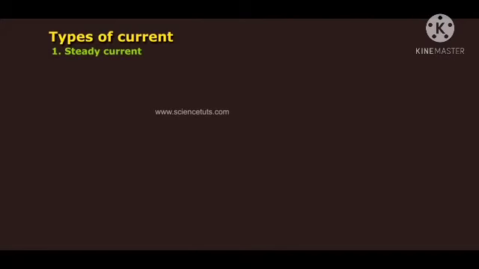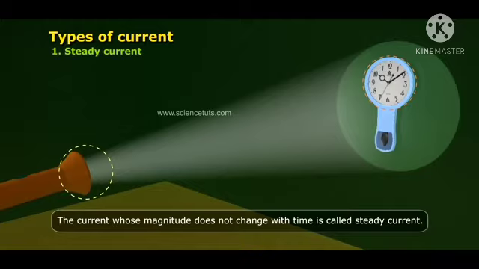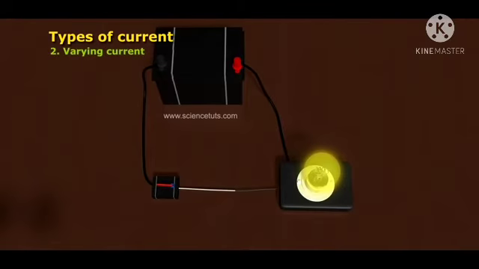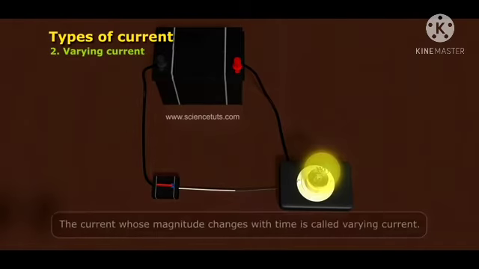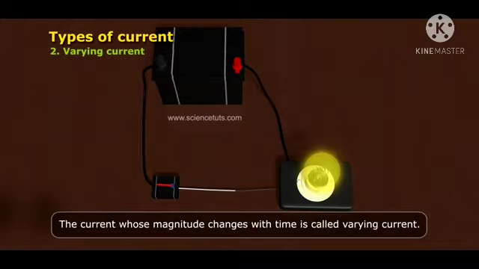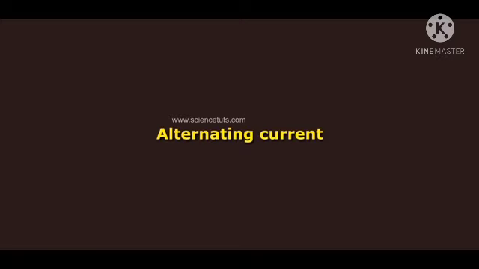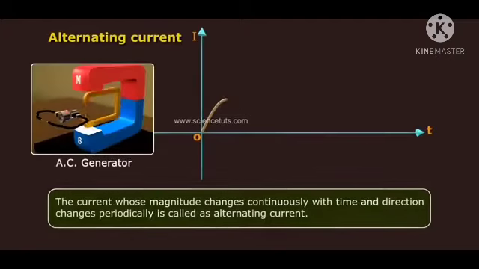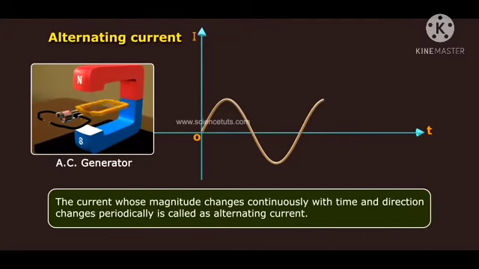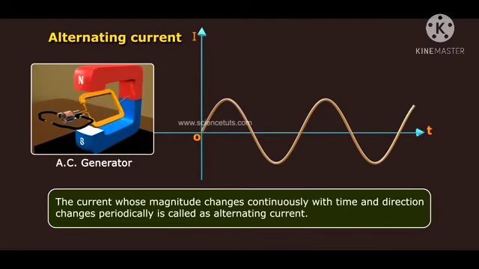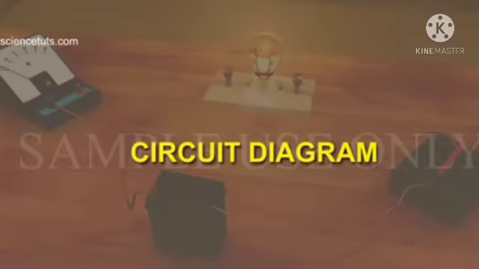Types of current. Steady current. The current whose magnitude does not change with time is called steady current. Here magnitude does not change. Next current is varying current. The current whose magnitude changes with time is called varying current. Next one, alternating current. The current whose magnitude changes continuously with time and direction is called the alternating current.